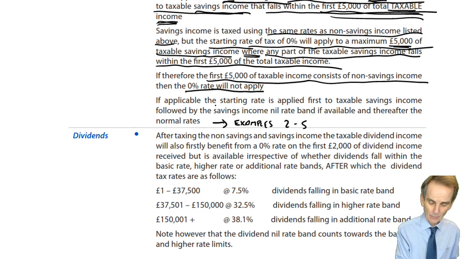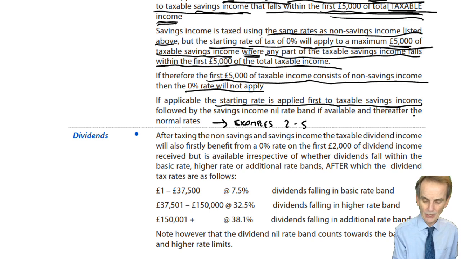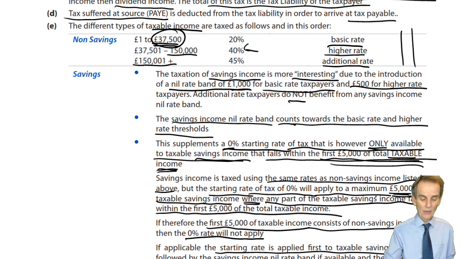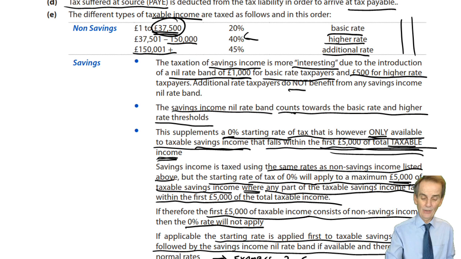If applicable, the starting rate is applied first to the taxable part of your savings income, followed by the savings income nil rate band, if available. And after that, you then go to your normal rates, i.e. of non-savings income, the normal rates would then apply.